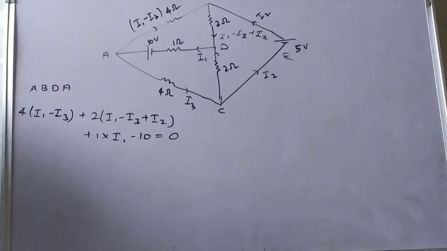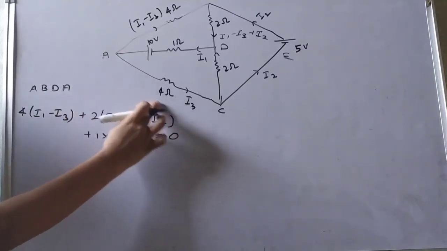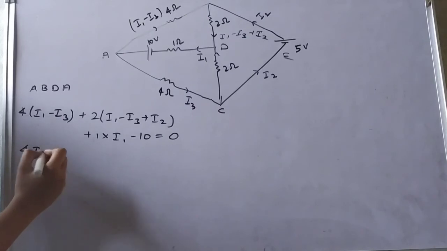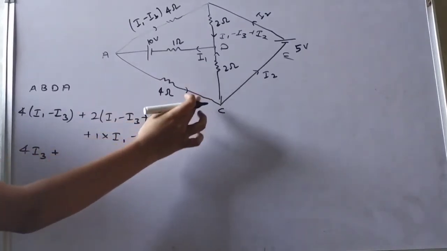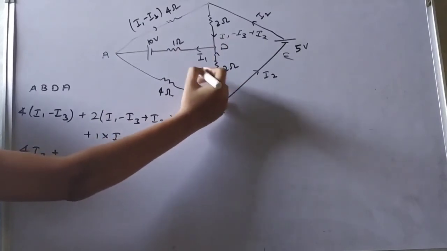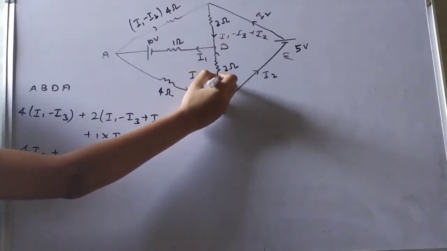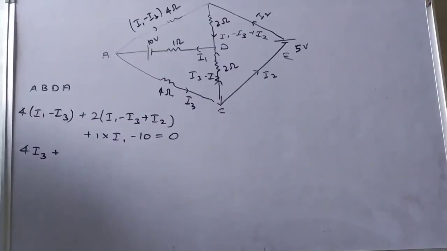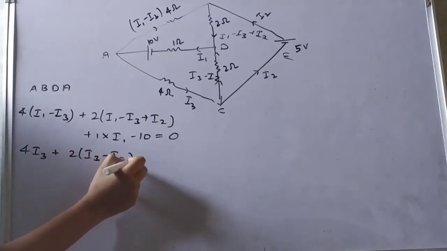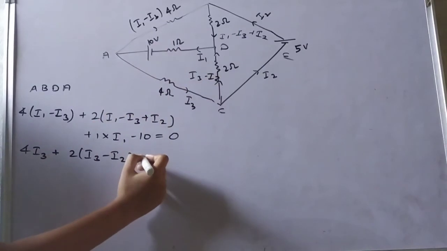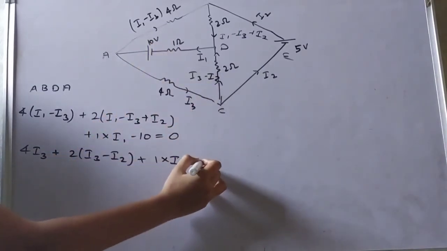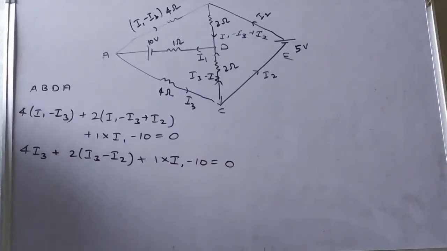Now ACDA part, if we go in this direction, then 4 into I3, okay, plus 2 into, how much in 2? I3 is here, okay, I2 has gone out, so here it will be I3 minus I2. So in 2 ohm the current will be I3 minus I2, and here plus 1 into I1. Again the negative sign comes, minus 10 is equal to 0.